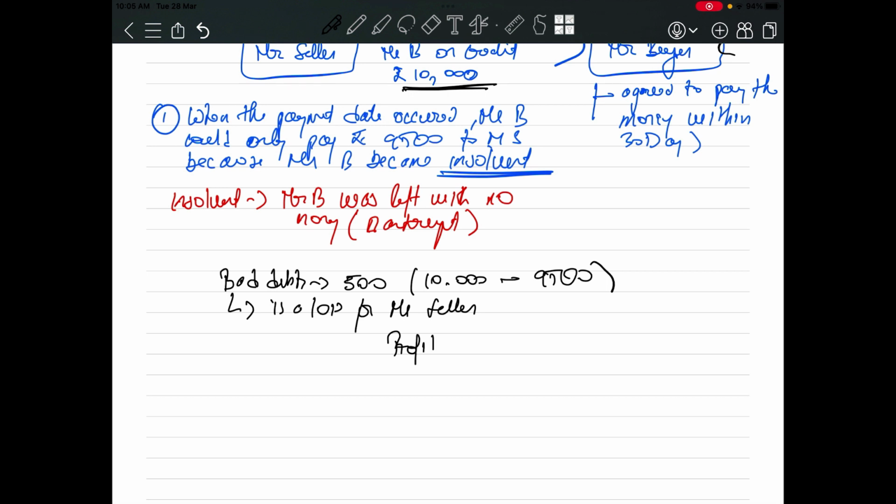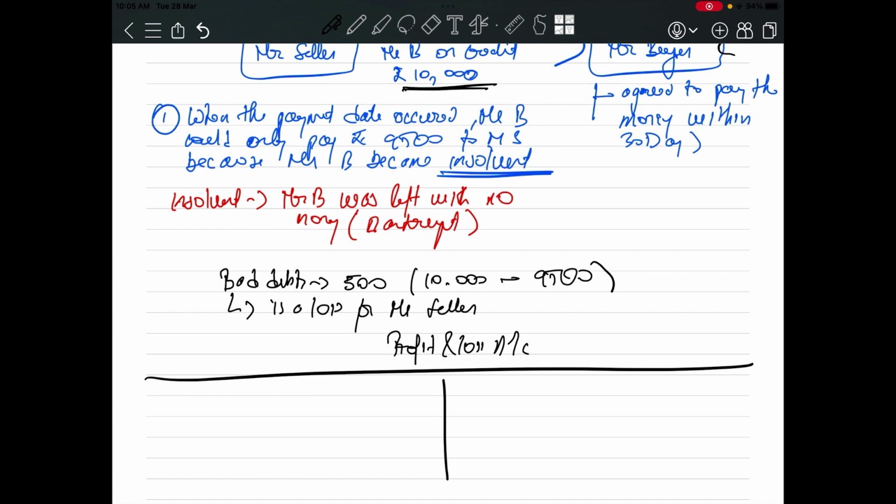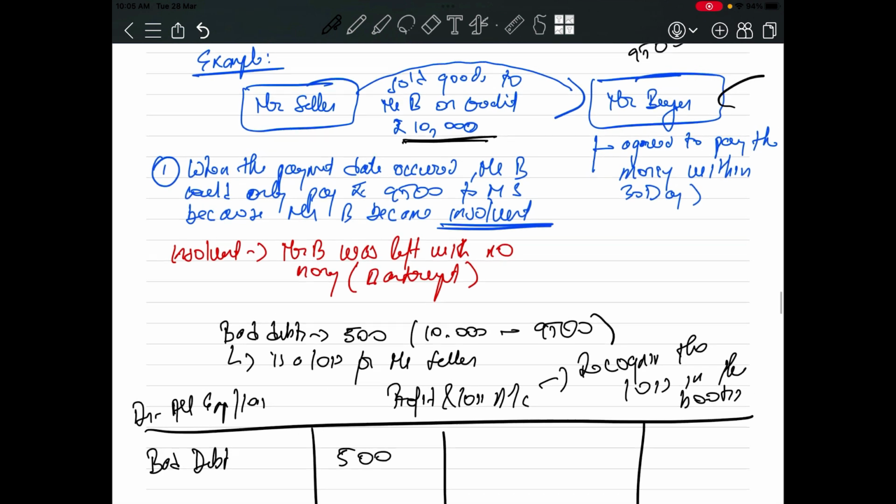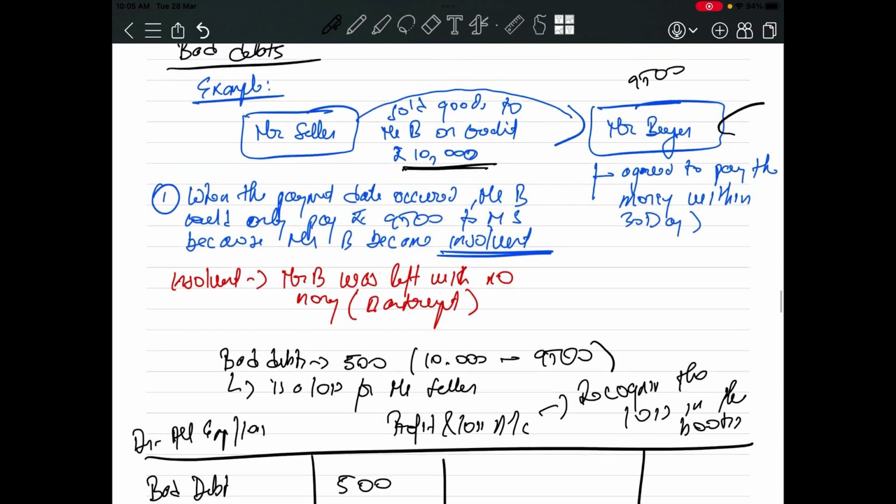When he prepares his P&L account, he will debit the bad debts in the debit side. Okay, debit side is for all expenses and losses. Now he will debit this 500 in his debit side. He will recognize the loss in the books. Okay, this is the treatment of bad debts in your P&L account.